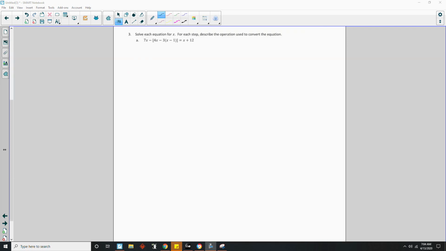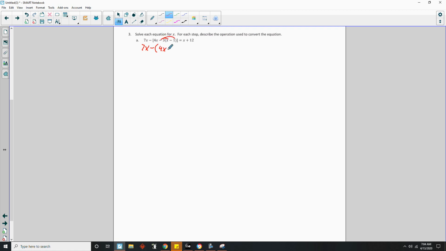Okay, number 3 says solve each equation for x. For each step, describe the operation used to convert the equation. So we're going to do the same thing here. So I look, and there's brackets and parentheses, and again we're going to distribute within. So the first step is we're going to distribute this -3 here and here, and that will leave this by itself. I'm going to use parentheses here now.